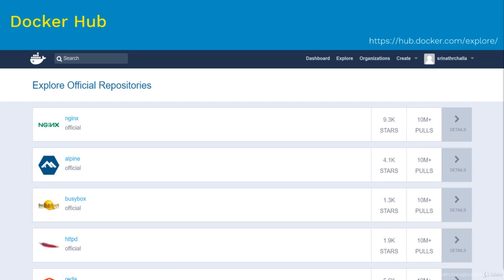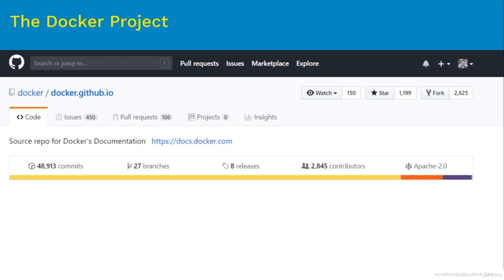Next, we'll see the Docker project, the technology behind the Docker containers, in the next slide. So, what is the Docker project? It is an open source project of Docker Inc. The Docker project belongs to the community. Anyone can look at the code, download the Docker code, and make changes to it. It is free and public, not like other software products.